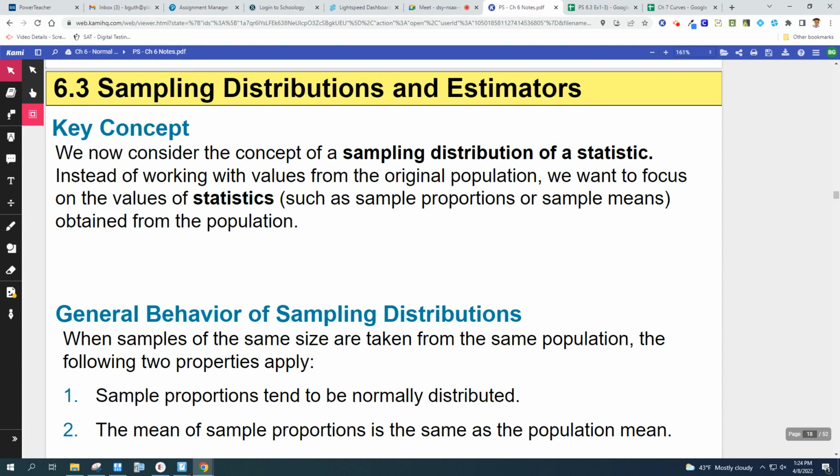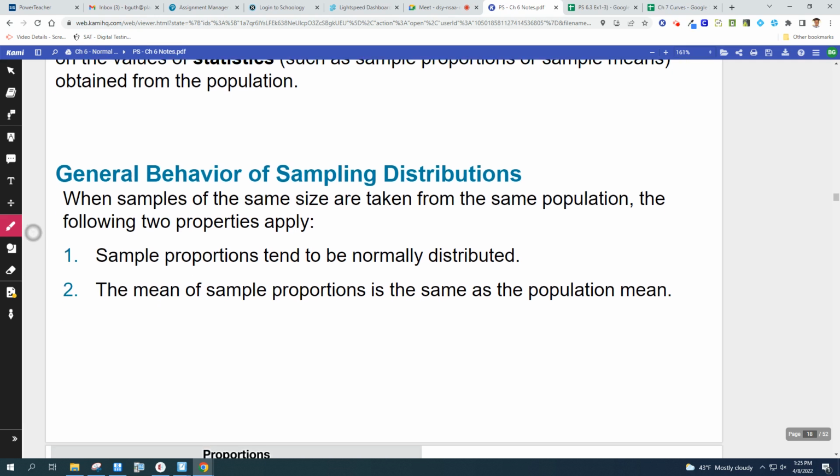6.3, sampling distributions, and estimators. We're now considering the concept of sampling distribution of a statistic. Instead of working with values from the original population, we want to focus on the values of statistics, such as sample proportions or sample means obtained from the population. Okay, so we're talking about a sample, a distribution, and a population. All of those are things that we've talked about before.